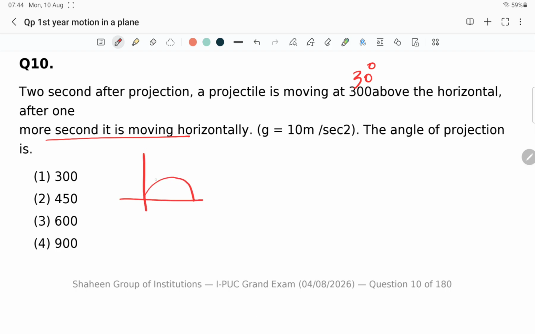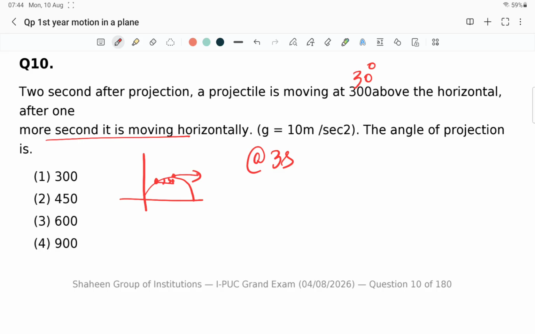So this is your projectile. 2 seconds after projection, the projectile is moving at 30 degree with the horizontal. Somewhere here it is moving at 30 degree, but after one more second it is reaching maximum height. It is moving horizontally. So using this, at 3 seconds you can take first 2 seconds, then one more second, so at 3 seconds it is horizontal.